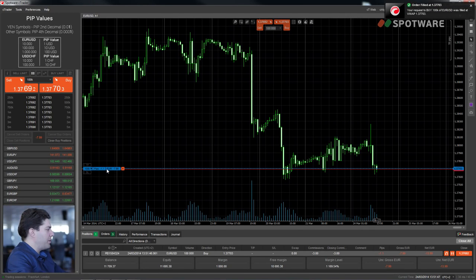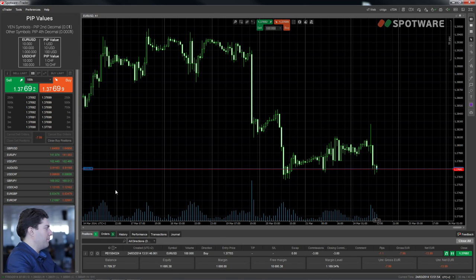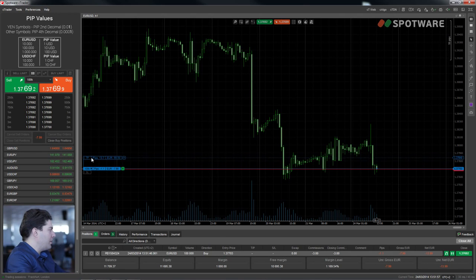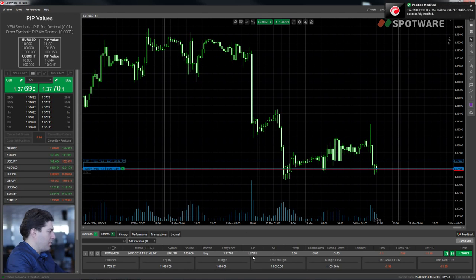It's a buy order. We see that the exchange rate that we have entered, the entry rate, is 1.37703. Let's put our take profit at exactly 1.37803. If we subtract the entry price from our take profit, we're going to see that the difference is 0.0010. So that means that the difference is 10 pips.